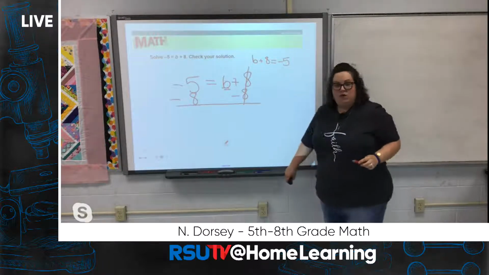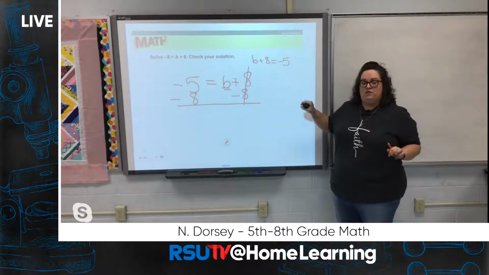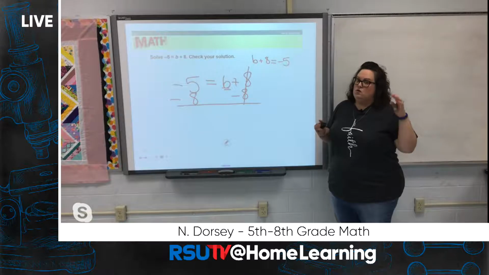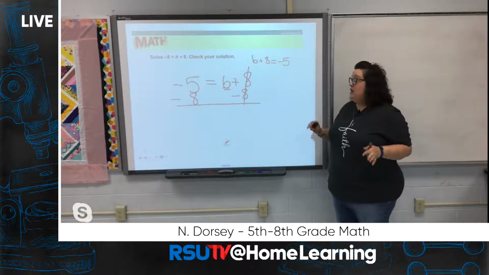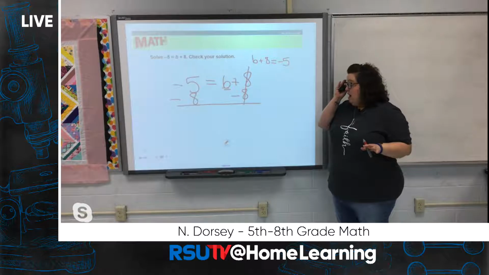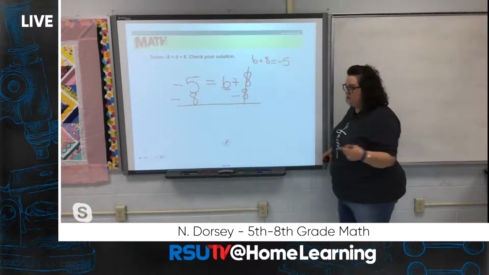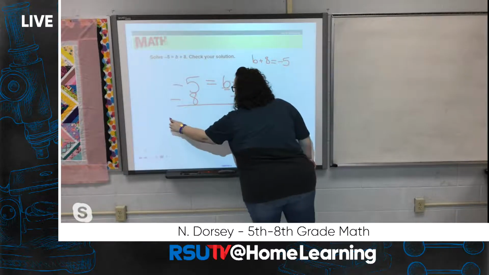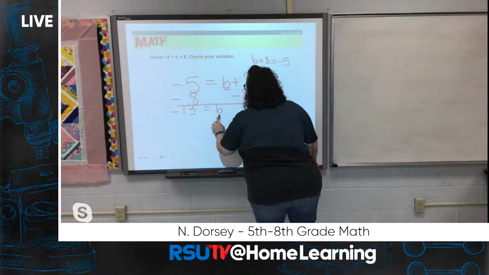Now, please think of your integer rules. I have the same sign. I have 2 negatives. Don't think of your multiplication rules because that's completely different. In addition, when I have 2 signs that are the same, I keep the sign and I just add the numbers. So my answer here is negative 13 equals b.